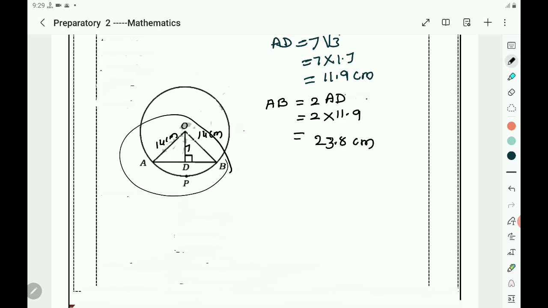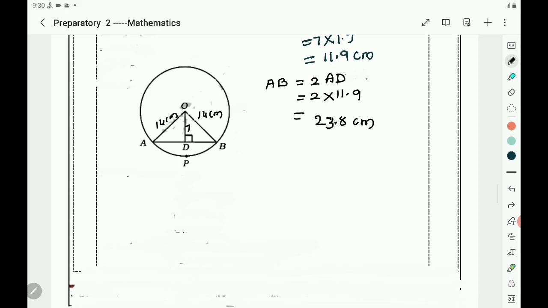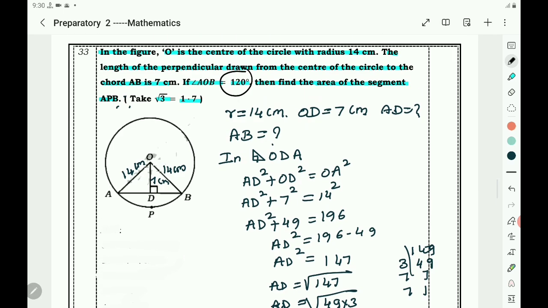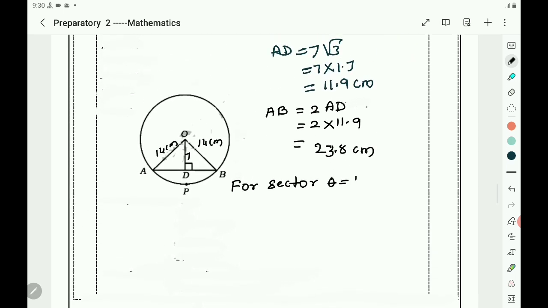Now find the area of the sector and find the area of the triangle to get the area of the segment. Area of the segment APB equals area of the sector OAB minus area of the triangle OAB. First you get the area of the sector. For the sector, theta equals, what is theta? Theta is 120 degrees and R is equal to 14 centimeter.